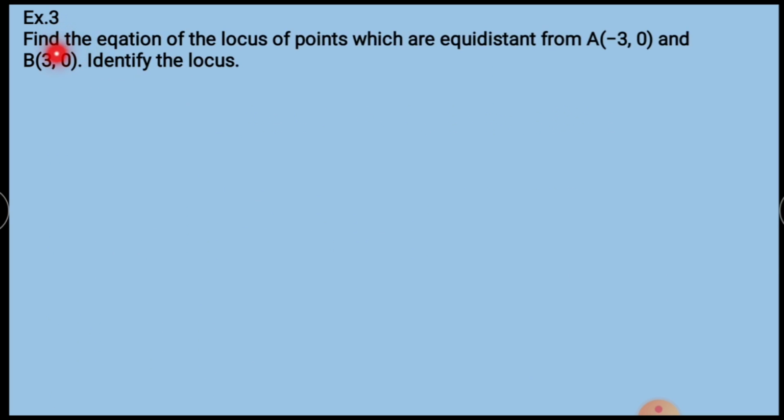Then one more example. Find the equation of the locus of points which are equidistant from A(minus 3, 0) and B(3, 0). Identify the locus. So here we have to find the equation of the locus of points which are equidistant from these given 2 points having coordinates minus 3 and plus 3, and we have to identify the locus.